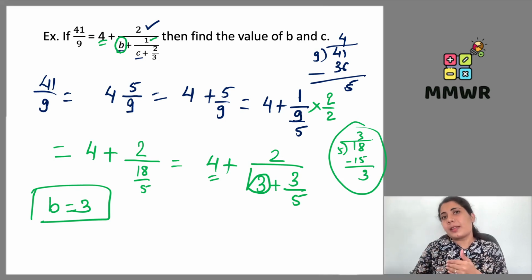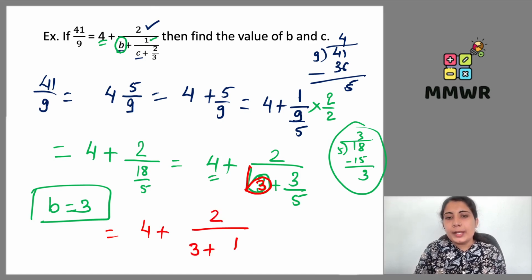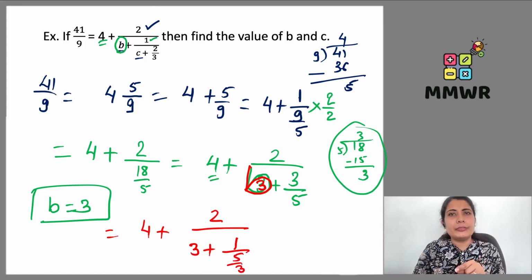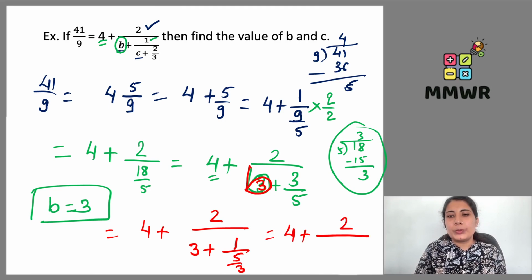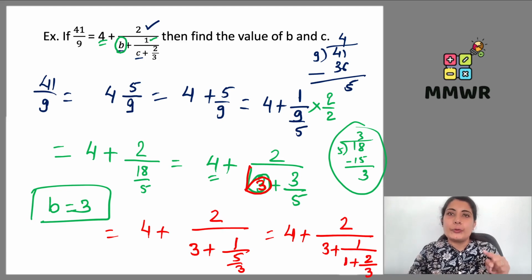We have to go till the third step. So this is the value for B we got, which is 3. Right? Now the thing is 4 plus 2 upon 3 plus 1 upon 5 upon 3. 3 upon 5, I wrote it as 1 upon 5 upon 3. So 3 ones are 3, 4, 5 upon 3. So 5 upon 3 can be written as 1 and 2 upon 3.